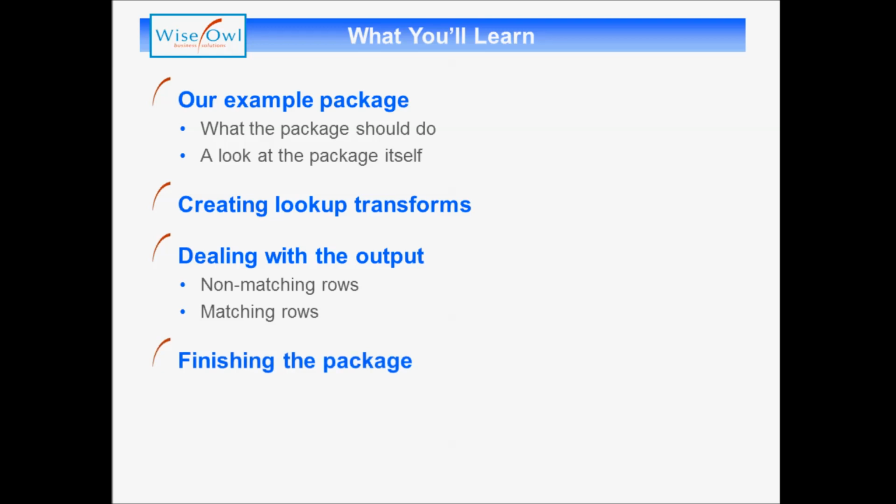We'll then go on to finish the package using a union query, and finally we'll go on to look at ways to speed up processing the package, either by using full or partial caching with an explanation of what that means, or by using cache transforms. So let's get started.